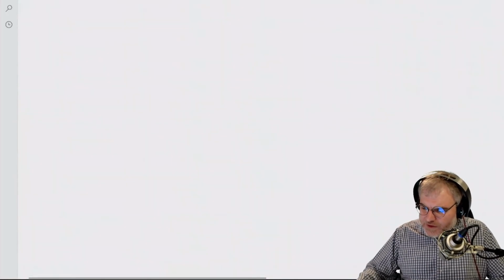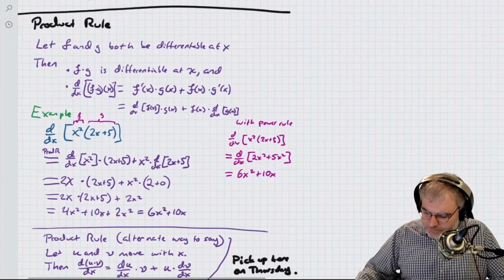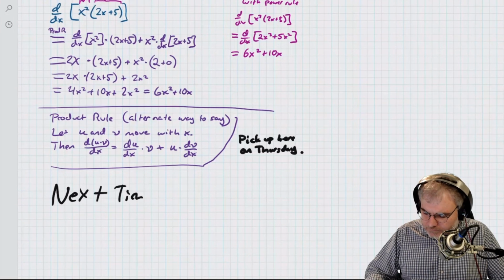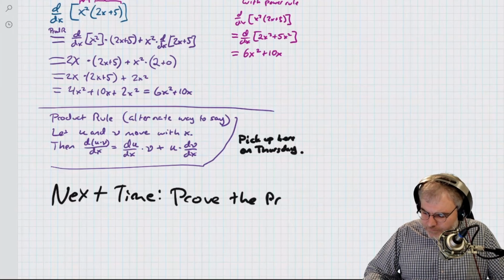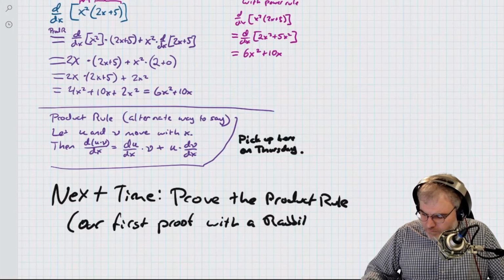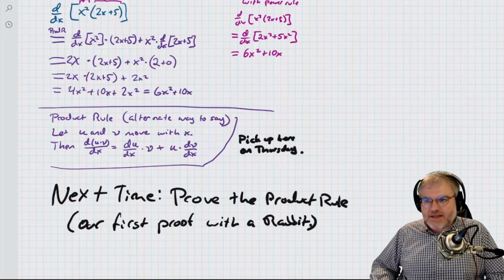Next time, what we're going to do is a proof for the rabbit. So we're going to prove the product rule, which is our first proof with the rabbit. And yes, that does show up on the test sometimes, that proof. In fact, it's showed up on the test a lot.